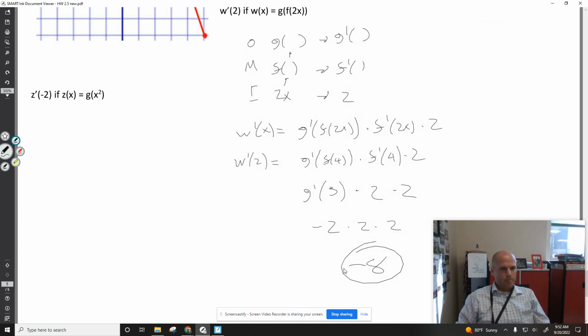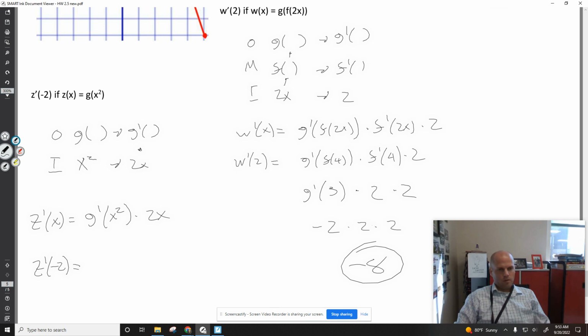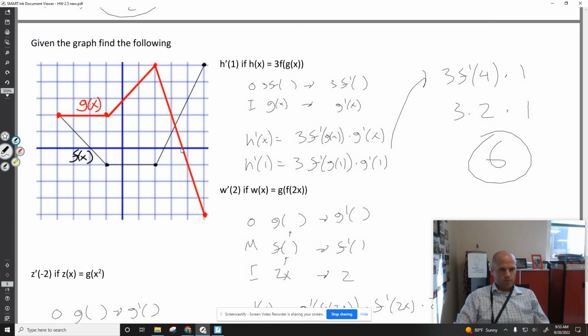All right, and last one. OMI this. g is the outside, x squared is the inside. The derivative of x squared is 2x, times the derivative of g, g prime. Multiply these together to get z prime: g prime of x squared times 2x. I'm plugging in negative 2. I get g prime of 4 times negative 4. g prime of 4, 1, 2, 3, 4.